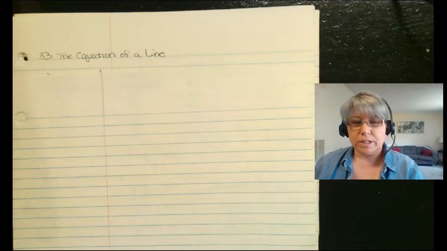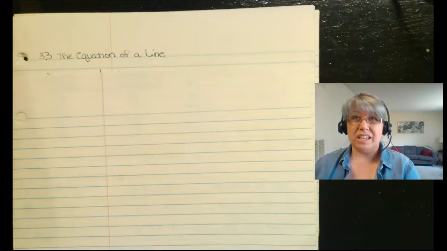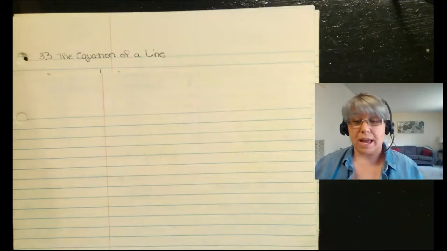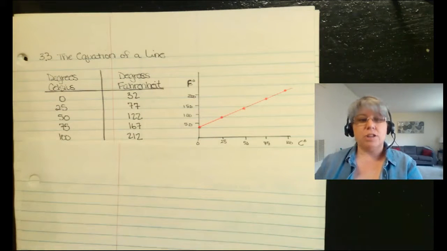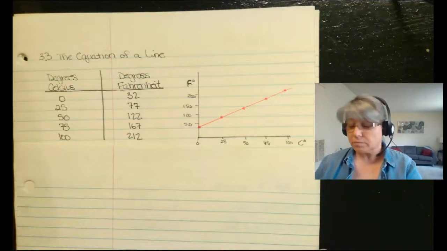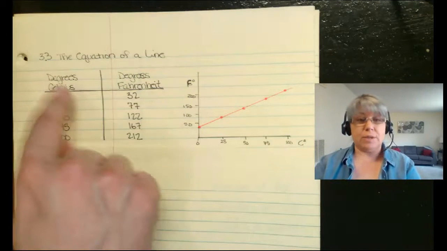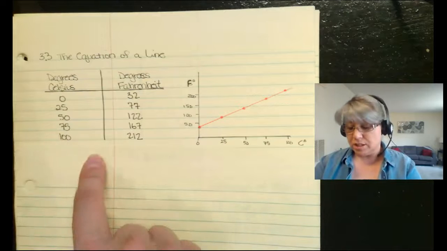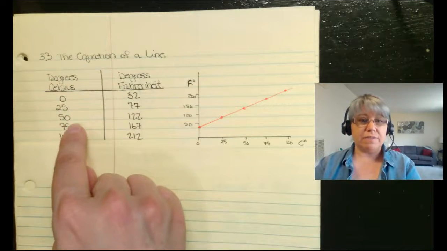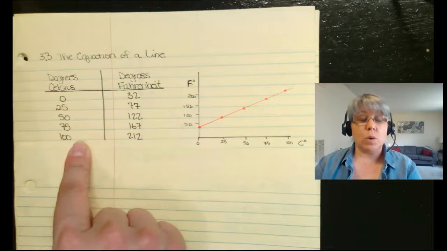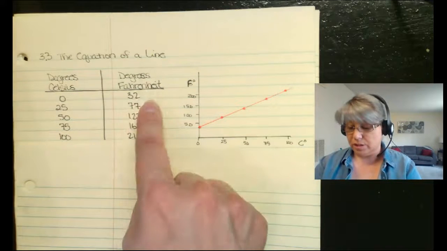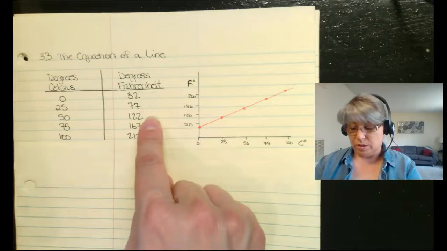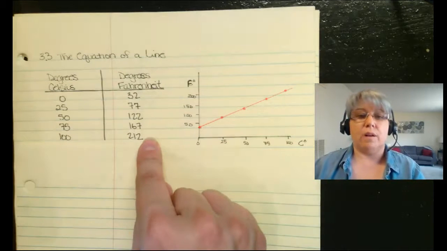When trying to find the equation of a line, sometimes we're not given the actual equation. Perhaps we have to pull information out of, let's say, a table. And using that table, for this case, degrees Celsius to degrees Fahrenheit, we have a table with degrees Celsius 0, 25, 50, 75, and 100 with the corresponding degrees Fahrenheit of 32, 77, 122, 167, and 212.